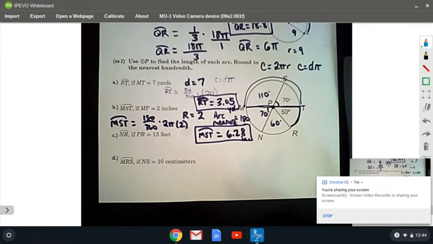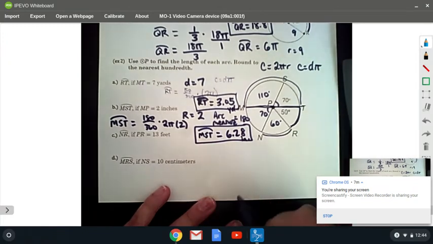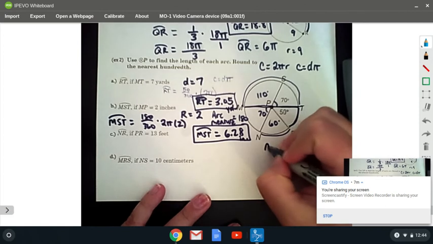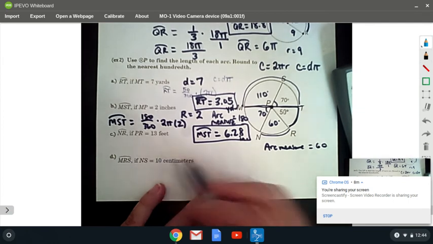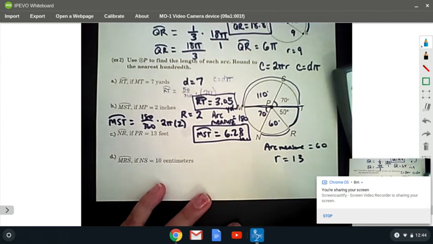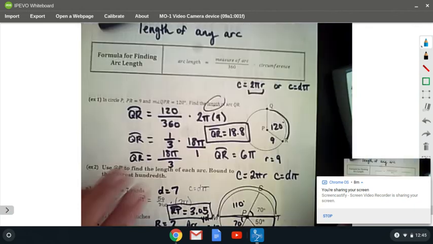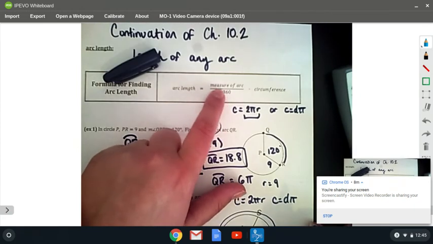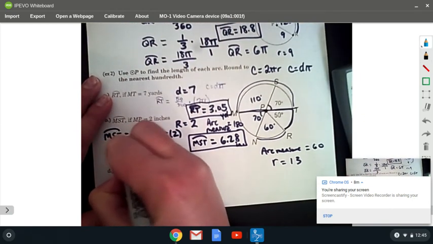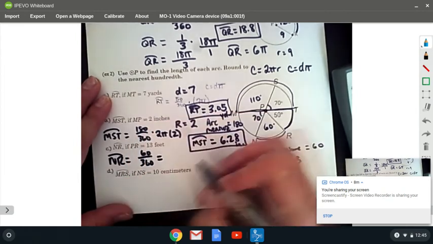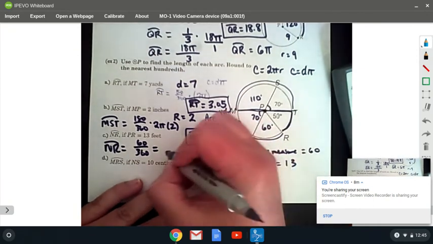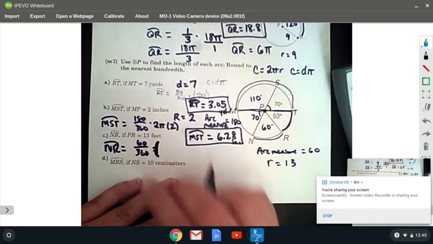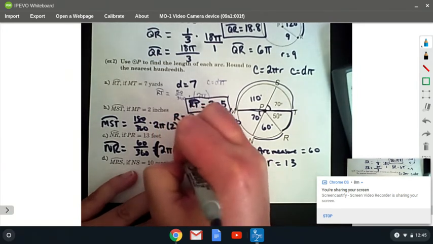All right, last two here. NR, our arc measure is 60. And they said PR, which is a radius, is 13. So I'm going to use those two pieces of information. I'm still using this formula here. So measure of arc was 60, so I'm going to do 60 divided by 360. And then I'm going to do my circumference formula. I'm going to use the 2 pi r one because I have a radius. So 2 pi times 13.